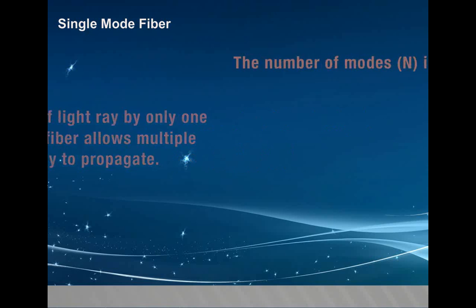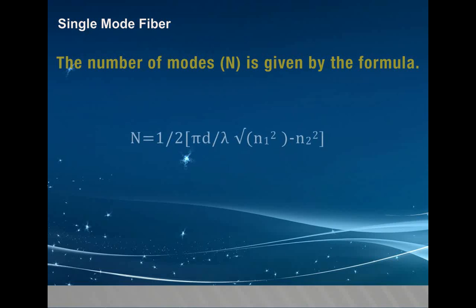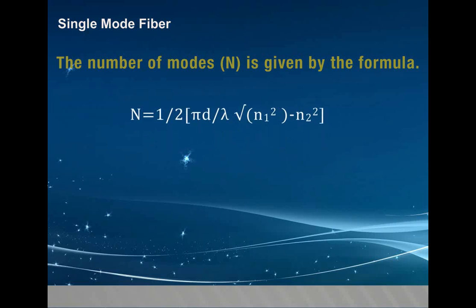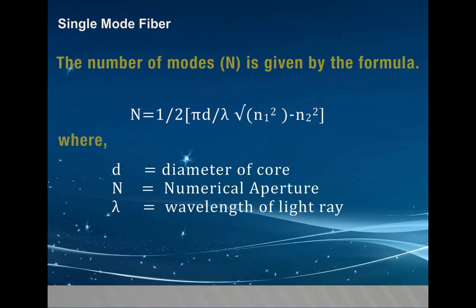propagate. The number of modes n is given by the formula n = (1/2)(πd/λ)√(n1² − n2²), where d is the diameter of core, n is the numerical aperture, and λ is the wavelength of light ray.